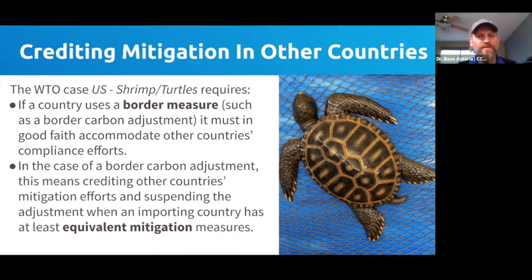Okay, and what does this mean for the border carbon adjustment? It means that the United States can put up a border carbon adjustment, all right, it has an environmental purpose, but we've got to do two things. We've got to have some way to credit other countries' mitigation efforts and suspend the border carbon adjustment when they're meeting their mitigation efforts. And then we've got to do that in a kind of diplomatic means, right? So climate diplomacy is good in and of itself, but it's required of the WTO in this case. And I love that picture of a turtle.